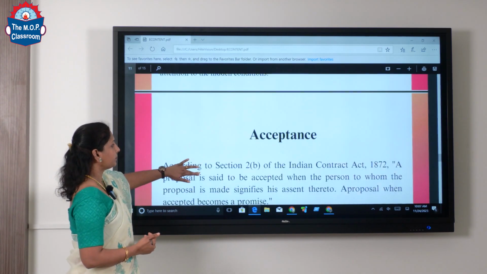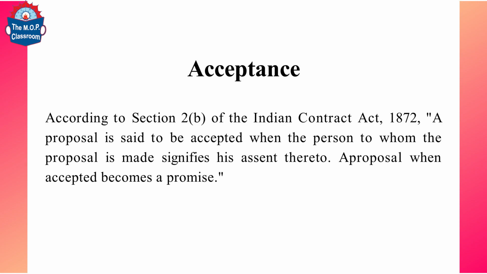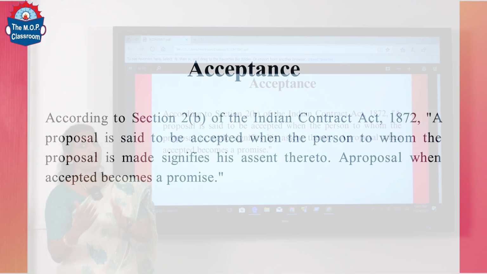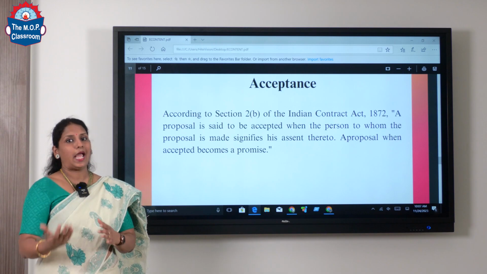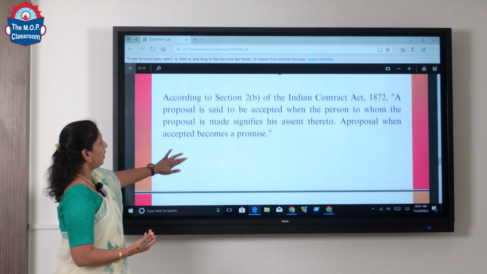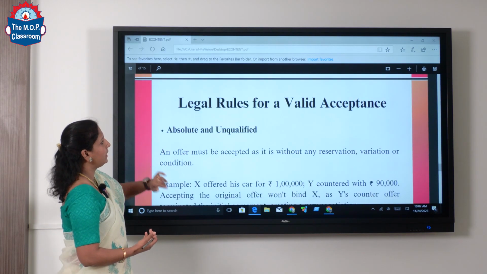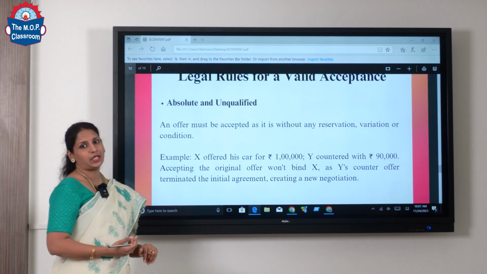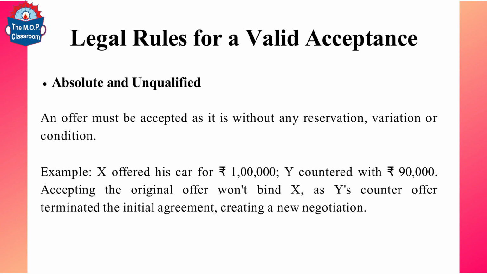Next, a small topic. So far we have been seeing the legal rules of the offer, and when we talk about the legal rules of offer, we are also talking about another person, who is called the acceptor. So what are the legal rules for acceptance? According to the Act, the legal rules of valid acceptance are that it should be absolute and unqualified.